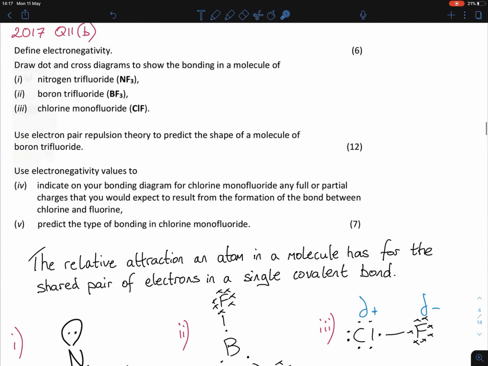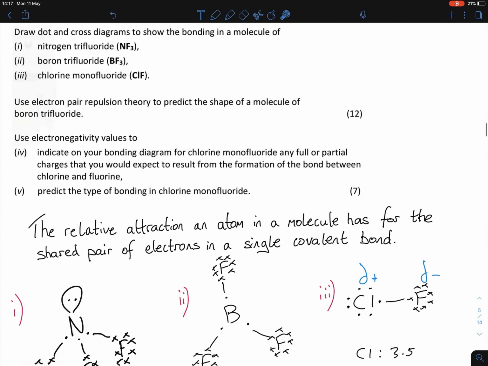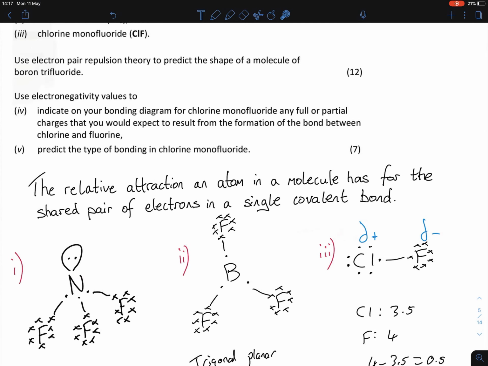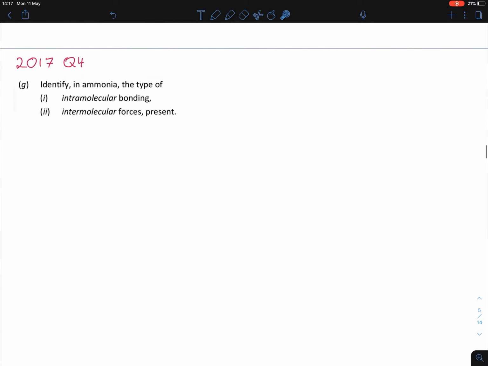So you can see that 2017 question 11 was very similar to a previous one that we've done, 2018 and 2019. Definition, draw out some shapes here, and use your electronegativity values. Okay, let's move on. 2017 question 4: identify in ammonia the type of intramolecular bonding and intermolecular bonding. Let's just draw out ammonia, and this is one of the few that you do need to know off by heart. Ammonia is NH3. So we draw out my nitrogen and hydrogens. It doesn't have to be a perfect shape at all.